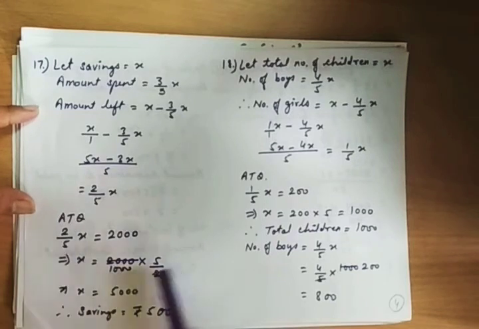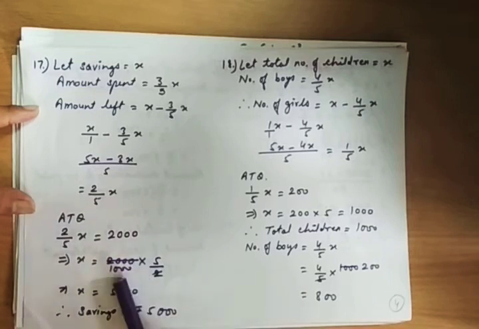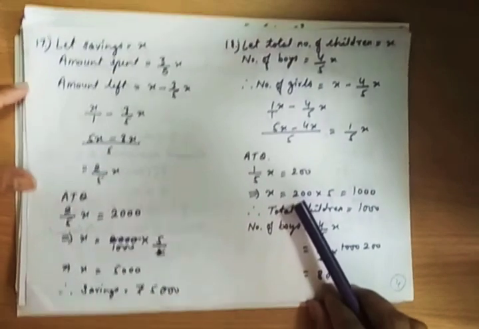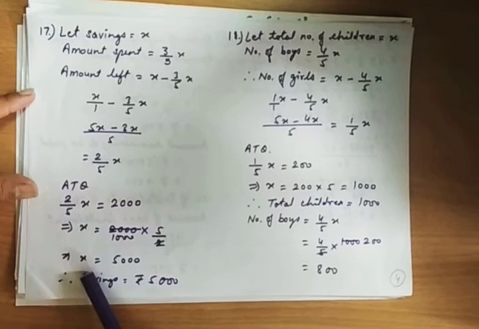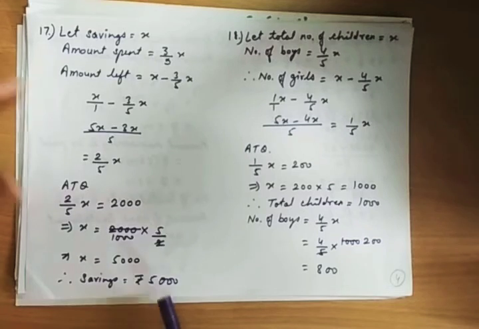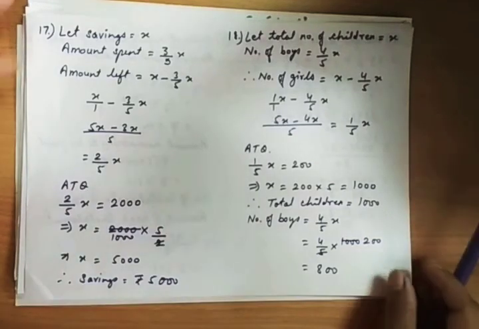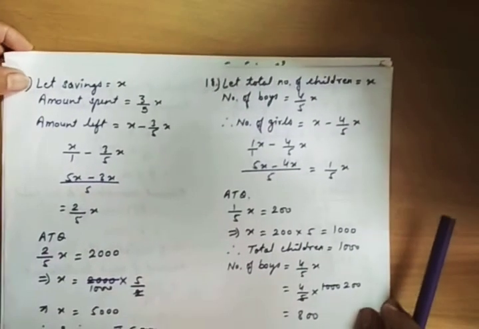Take 2 by 5 to the right hand side. It will become 5 by 2. 2 and 2000 cancel each other. We get 1000 here. 1000 into 5 is 5000. So the value of x is 5000. And what was my x? My x was my savings. So savings will be equal to 5000. This is your question number 17. Now I am taking question number 18.